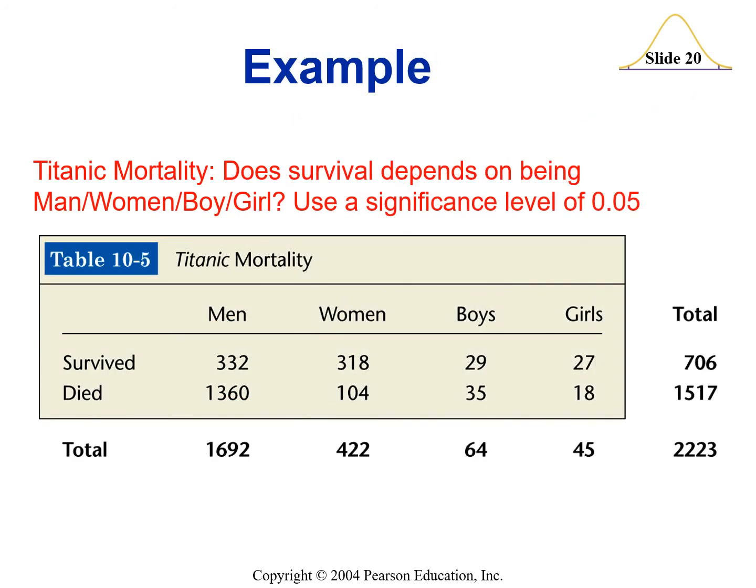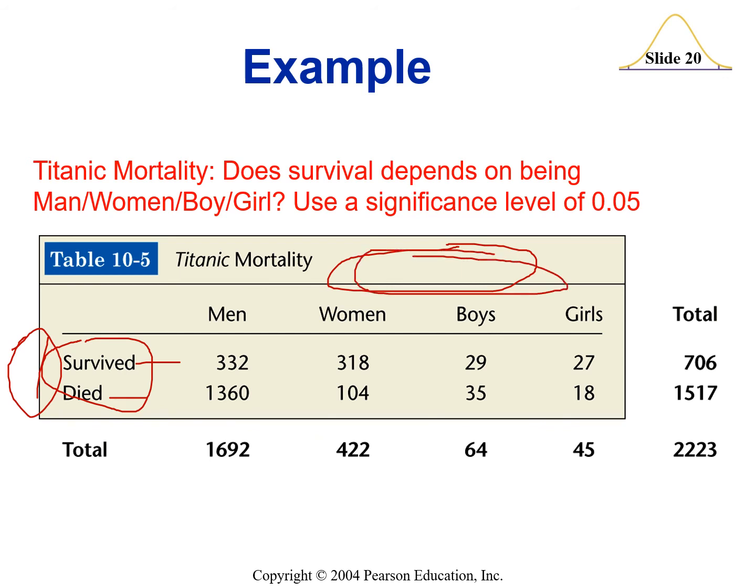Example: here we have a contingency table between survival status and gender or age, anyhow. This is for Titanic passengers. Does survival depend on being a man, woman, boy, or girl? Survived and died represent the rows, which is the first variable, survivorship. Gender and age represent the columns. So we have 2 rows and 4 columns. This is the grand total, the total of all individuals.